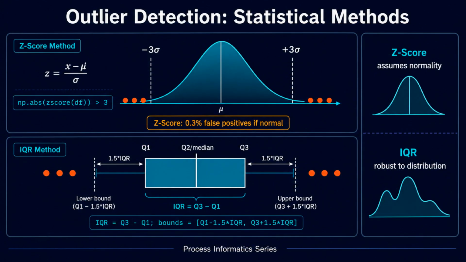Outliers in process data may indicate sensor failures, data transmission errors, or genuine process upsets. The z-score method flags points more than 3 standard deviations from the mean, assuming normal distribution. The IQR method is more robust. Calculate the interquartile range and flag points beyond 1.5 interquartile ranges from the quartiles. Choose your method based on data distribution and be conservative. In process data, genuine upsets are often more interesting than random noise.